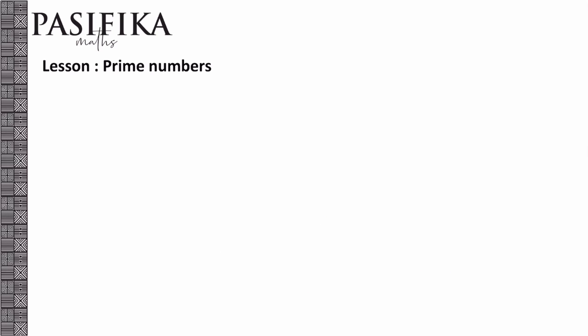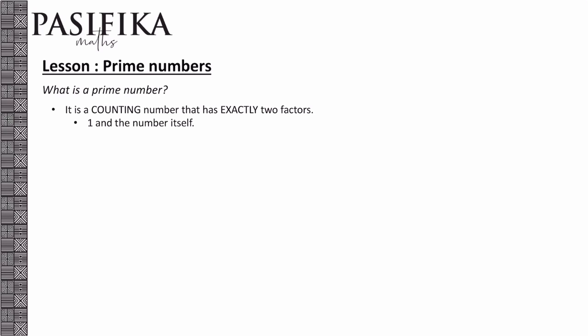In today's lesson, we are going to look at prime numbers. What is a prime number? Well, it is a counting number that has exactly two factors: 1 and the number itself. There are an infinite number of prime numbers. It means we do not know how many numbers there are because it goes on and on.